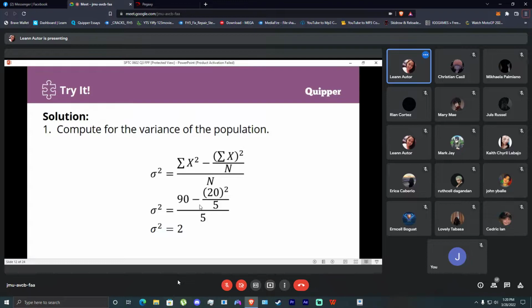Okay. So 20 squared, the same as earlier, it is somewhat similar to the given example a while ago. 20 squared, that is 400 divided by 5. That is how much?